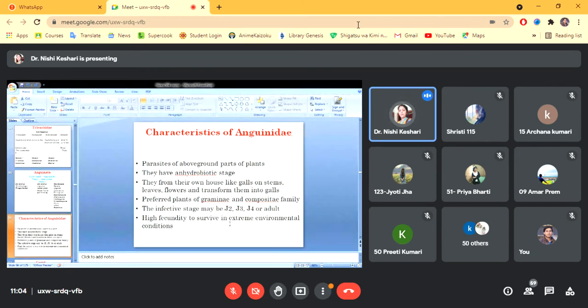They have high fecundity to survive in extreme environmental conditions. Suppose you take one seed gall of wheat, it may contain 20,000 to 30,000 juveniles, so they have very high fecundity, a high egg-laying capacity, because it is needed for survival.